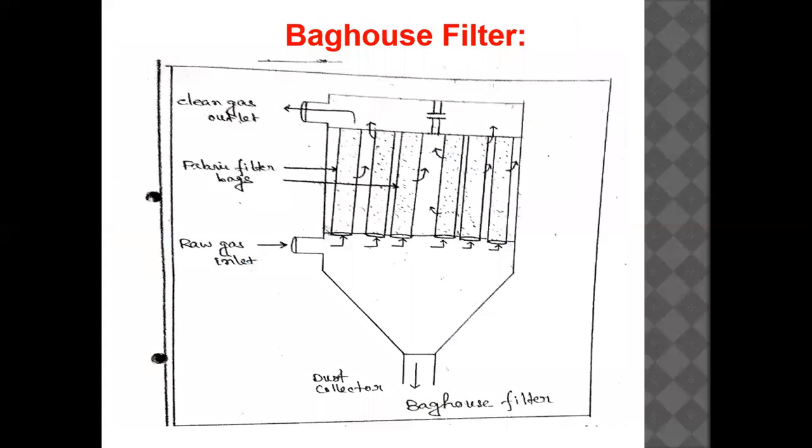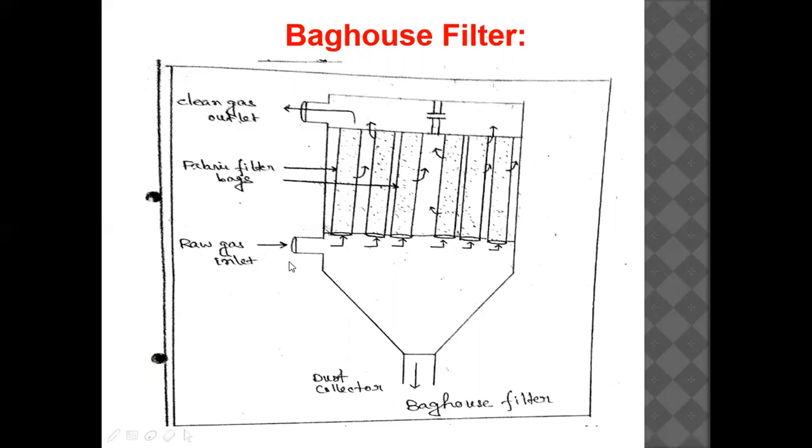Now I shall discuss the baghouse filter. This is the diagram for a baghouse. It is a cylindrical system made with a metallic body, mainly steel or iron.